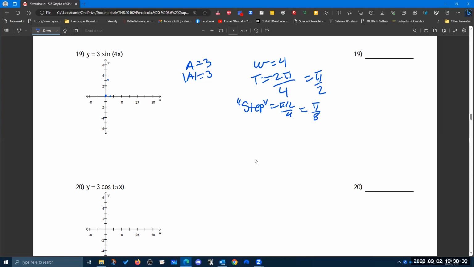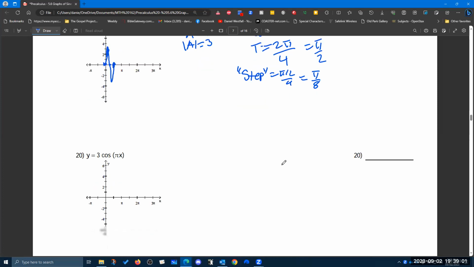And then at 3 pi over 8, it's going to be down here at -3. And then at pi over 2, it's going to be back up there. It's happening very quickly. You see that? So I'm just going to draw this cycle right here. And you can keep drawing more cycles if you'd like to.